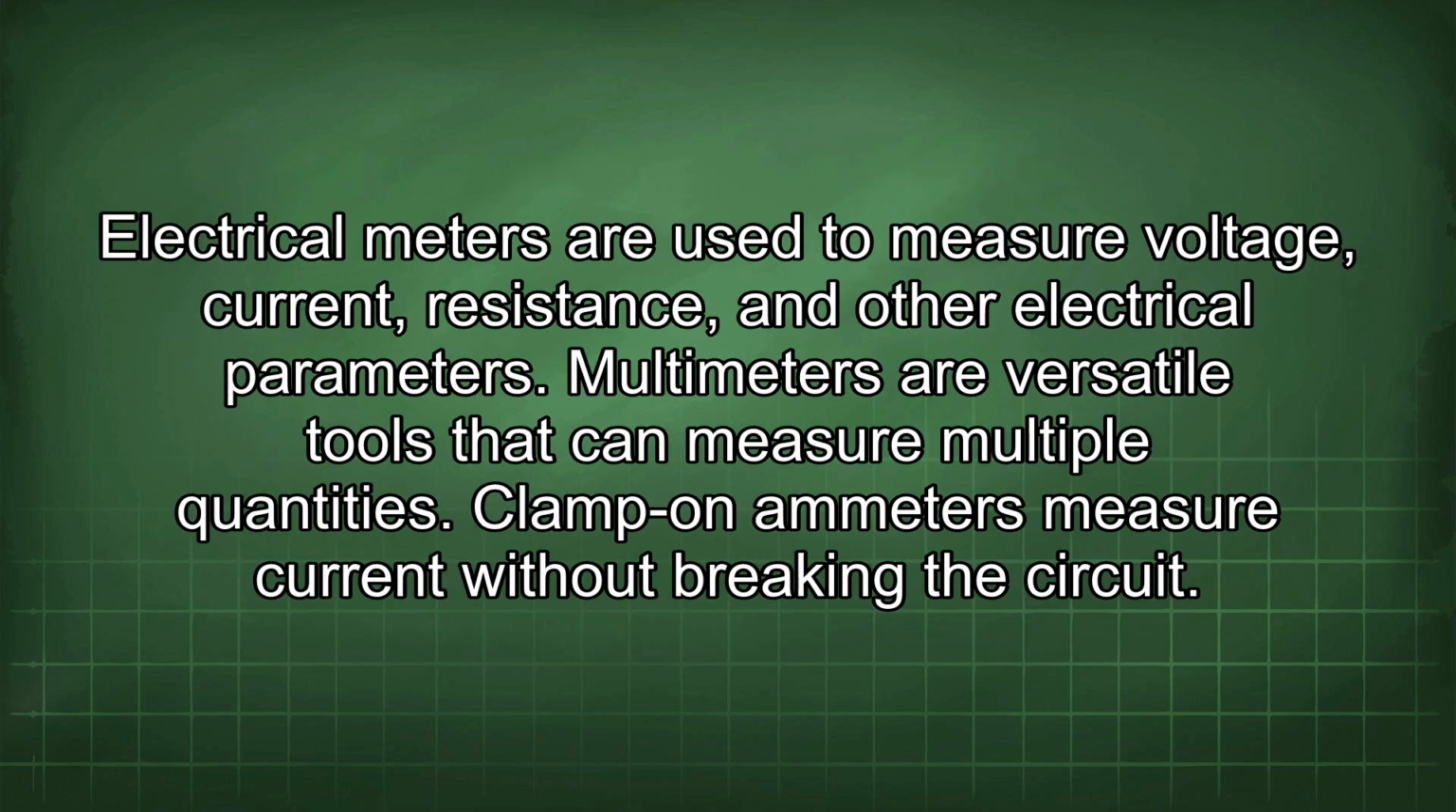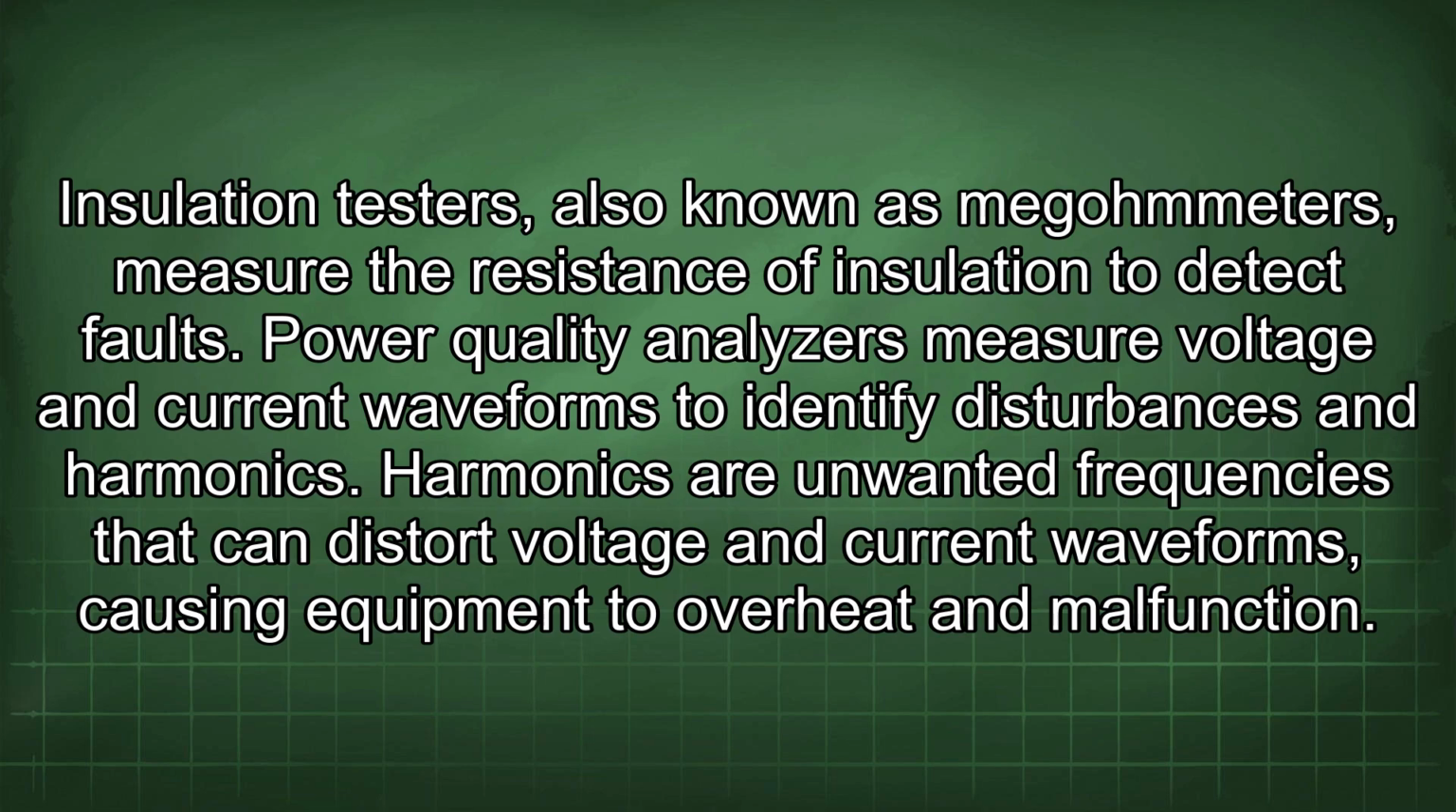Electrical meters are used to measure voltage, current, resistance, and other electrical parameters. Multimeters are versatile tools that can measure multiple quantities. Clamp-on ammeters measure current without breaking the circuit. Insulation testers, also known as megameters, measure the resistance of insulation to detect faults. Power quality analyzers measure voltage and current waveforms to identify disturbances and harmonics.